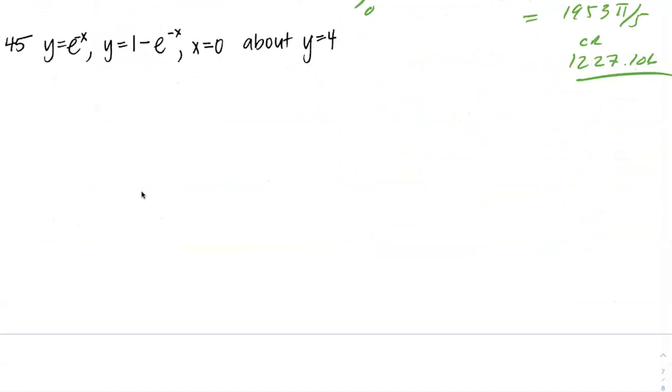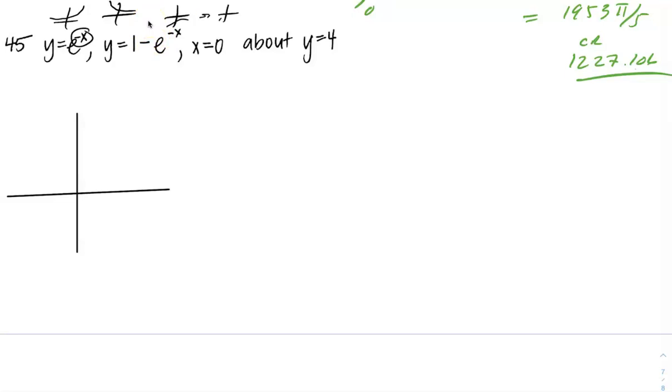Okay, last one. We have y equals e to the negative x, y equals 1 minus e to the negative x, x equals 0, about the y equals 4. So let's graph this. If you know anything about y equals e to the negative x, e to the x looks like this. A negative on the power flips it left and right, so it actually looks like this. And this is going to be the same graph, but flipped and up one.